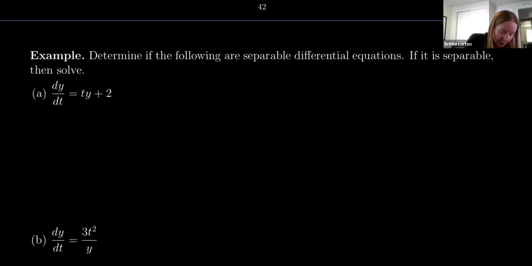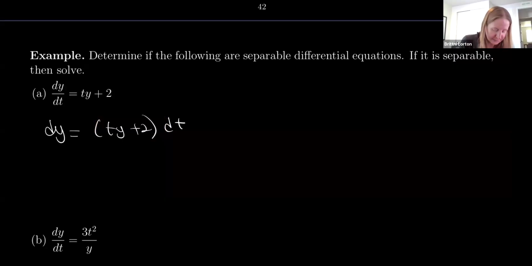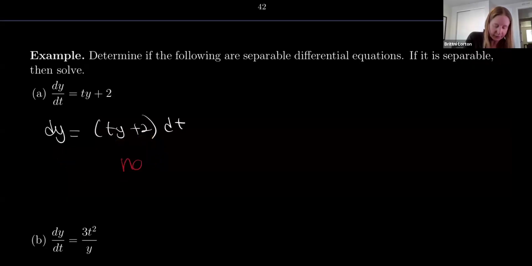Okay. Here's an example of one that's not separable. You could try. You could really try. dy equals ty plus 2 dt. I can't divide by that whole thing because that would give me t on both sides. I can't divide by just y, because if I divided by just y, then this would end up with a 2 over y, and then it would have y's on both sides. It's not going to work. So this one quite simply is just not separable.